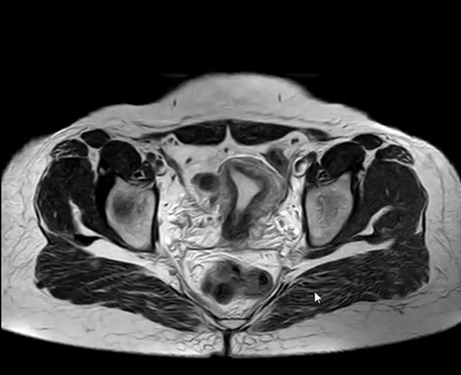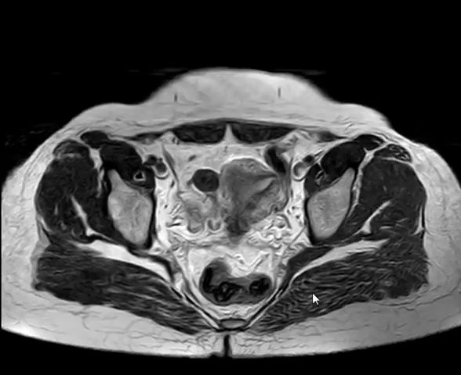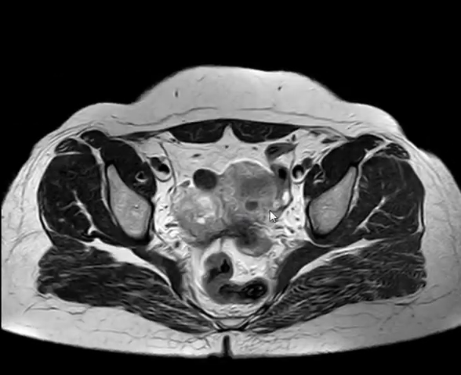This is also axial T2. Uterus almost normal with this fibroid, I think.